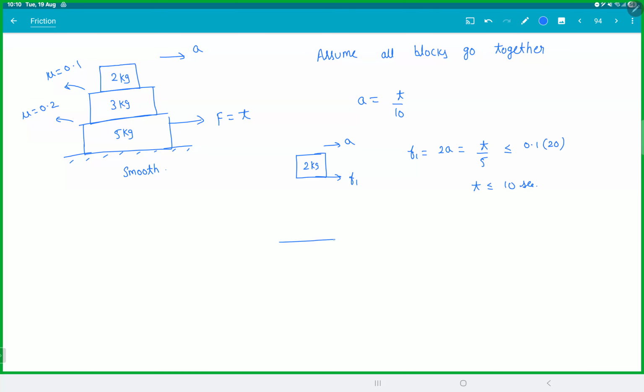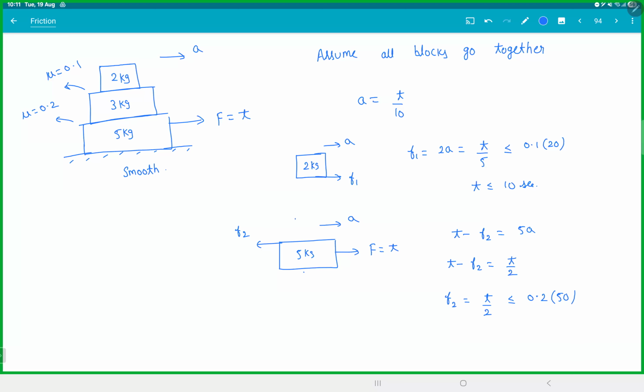Then let's take the 5 kg block, or let's take the 3 kg block. Let's take the 5 kg. This is F equal to T, this is F2, and this is the acceleration. So T minus F2 is equal to 5a. 5a is nothing but T by 2. So we got F2 is equal to T by 2, which is less than or equal to 0.2 into the normal reaction, which is 50 newtons.